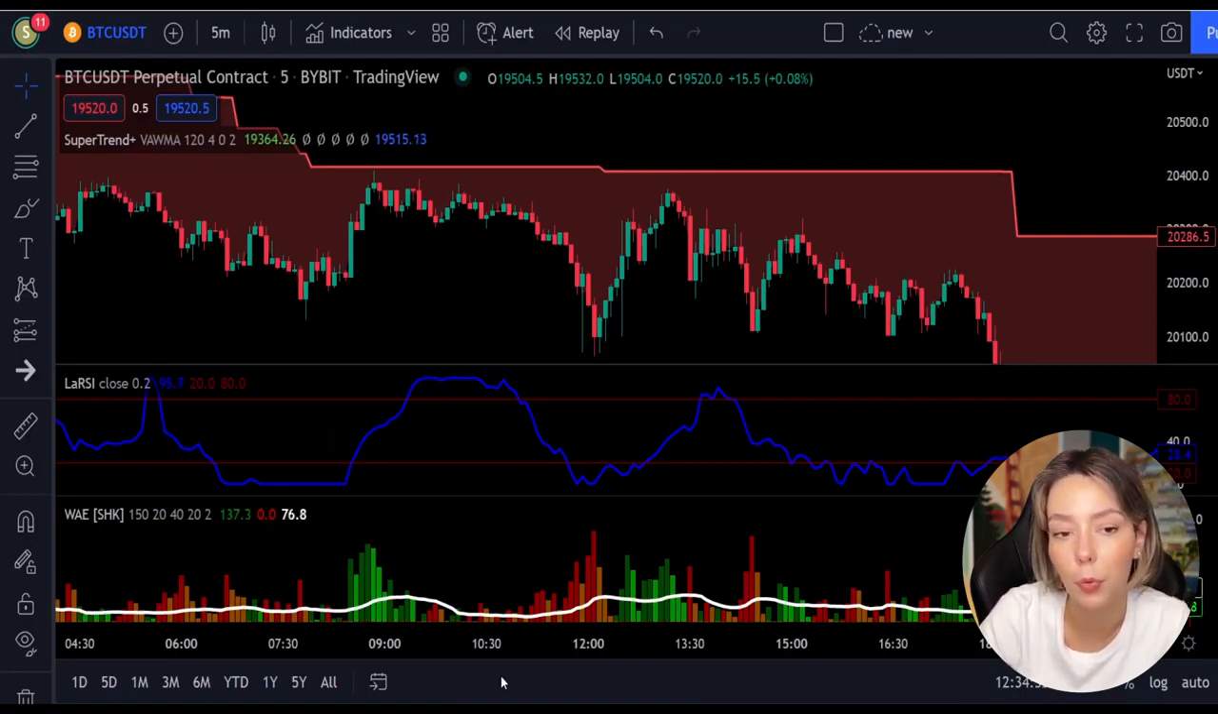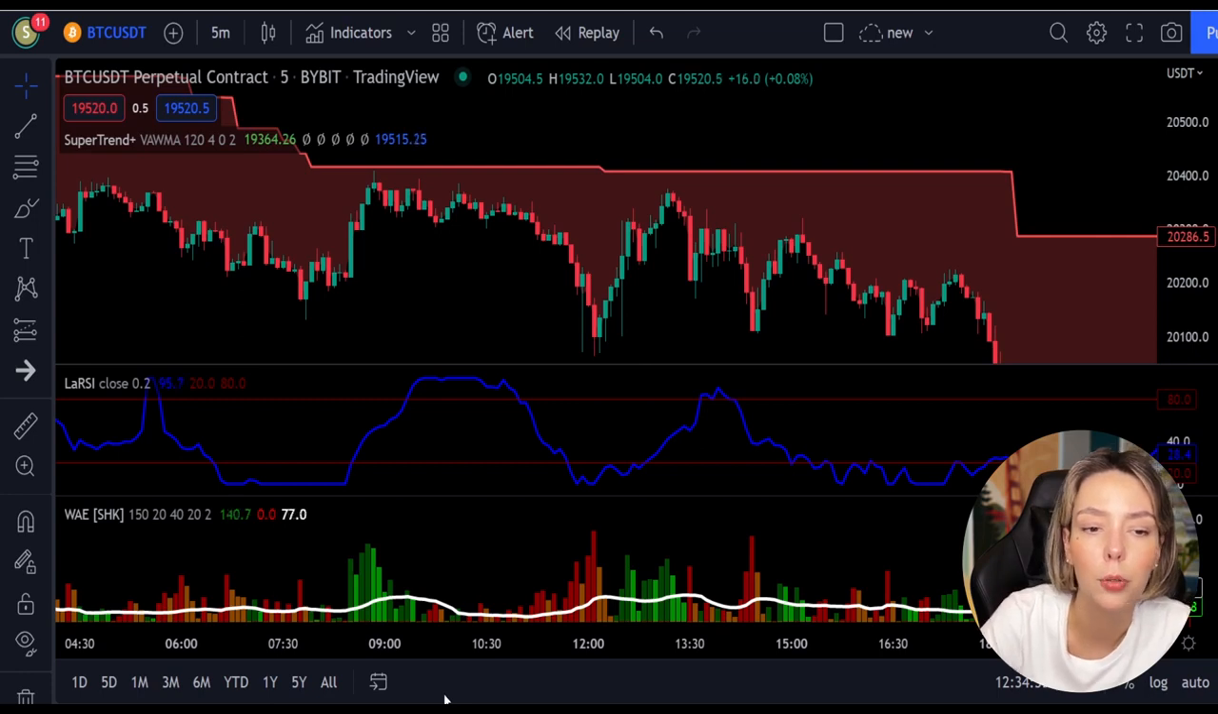So these are the rules for both short and long trade for this strategy. Quite simple, right? Now we'll talk about some examples for short and long trade.